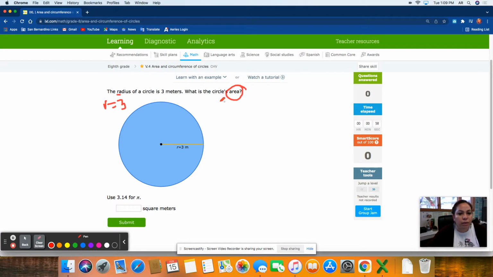Since I have A and I have R, I'm going to use number 3 on the board. So area equals pi r squared. All right, all I'm going to do next is plug in the problem. So r equals 3, and we know that pi equals 3.14. So area equals 3.14 times 3 squared.